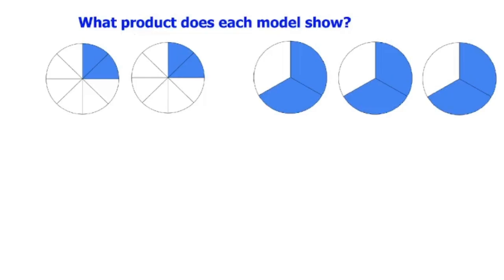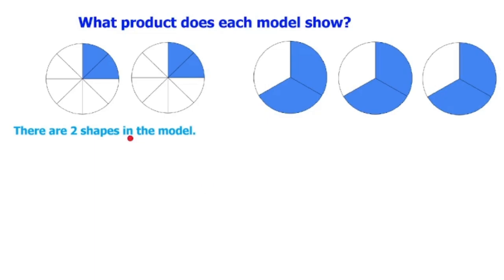In this lesson, we're going to work on showing how to multiply whole numbers with fractions, and we're going to use models. So if we have a problem like this one that says, what product does each model show? So there's this model, and then there's this model. And we need to try to come up with a multiplication with a fraction that represents the model. So let's look at each one individually.